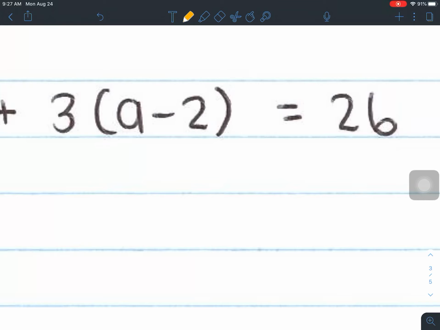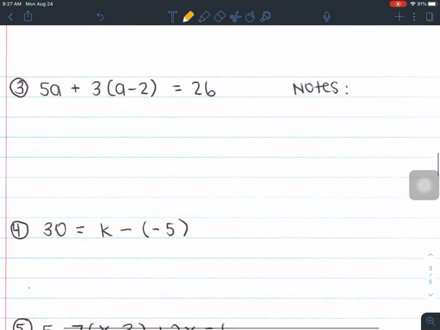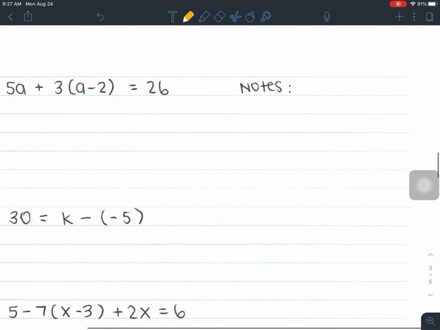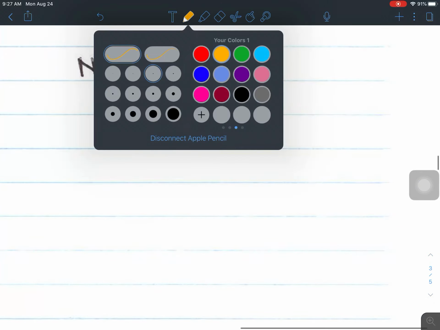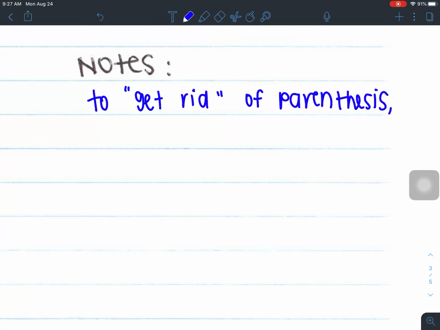No, because I have no idea what a is. Like a could be 5, a could be a billion. I have no idea what a is, so I can't really say a minus 2 equals 7. That doesn't work. So really, the parentheses here, we're not trying to simplify them, we're trying to get rid of them. So here's the notes for you. In order to get rid of parentheses, you want to distribute.